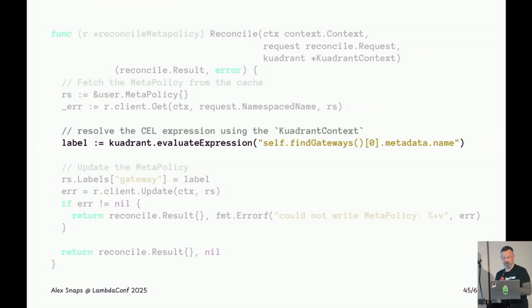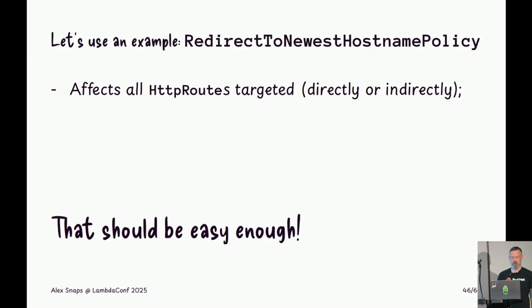The key part is the self thing, and I'll get back to it. As you can see, that's a set expression. It will go a little bit all over the network, but we'll make sure it works. So let's say we want to build some redirect to newest host name policy. So remember the graph that we had at the beginning.